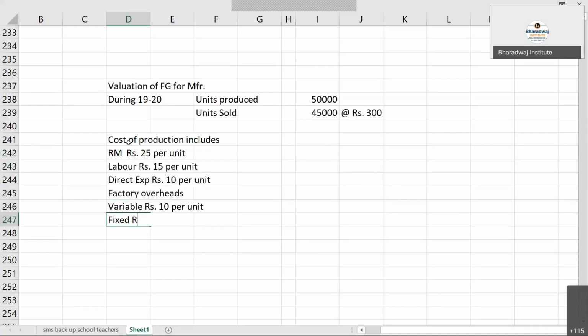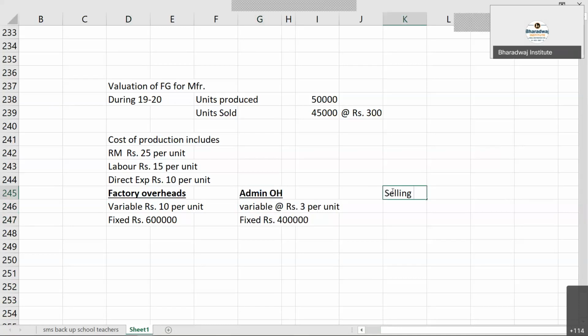Fixed rupees 6 lakhs. Administration overheads: variable at the rate of rupees 3 per unit. Fixed rupees 40,000. Selling overheads: variable at the rate of 2 per unit. Fixed rupees 1 lakh.